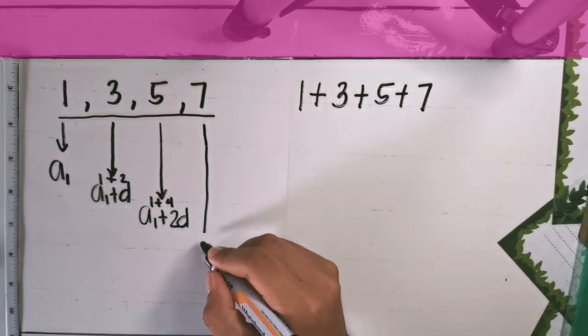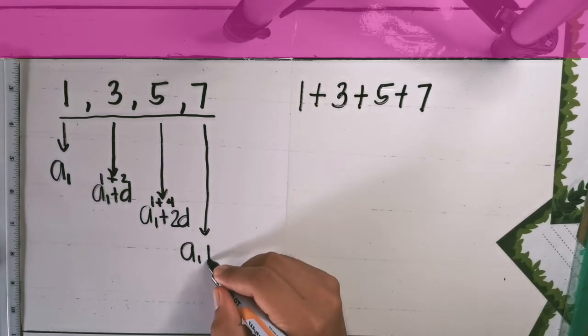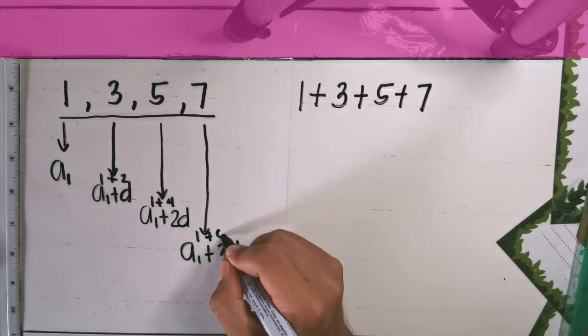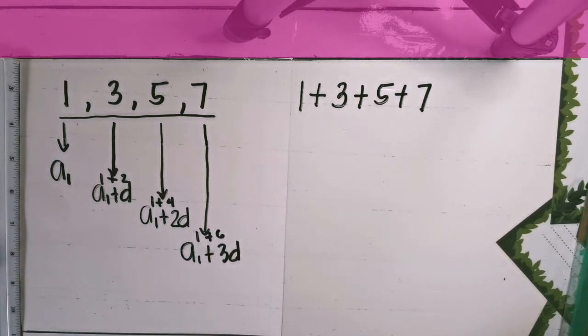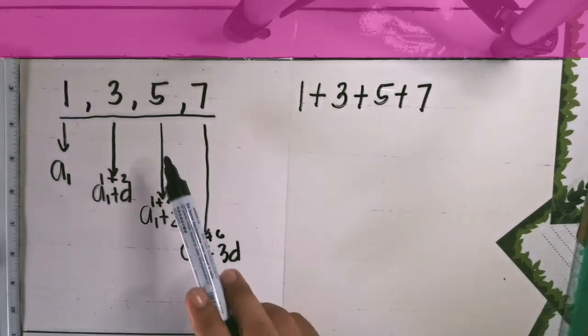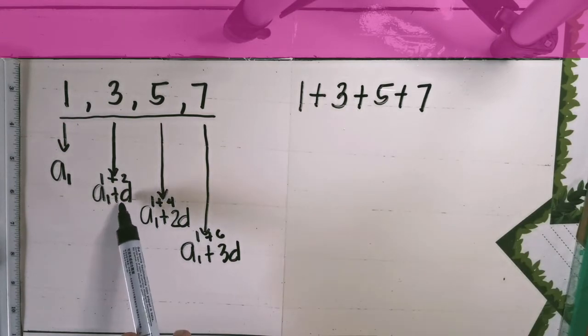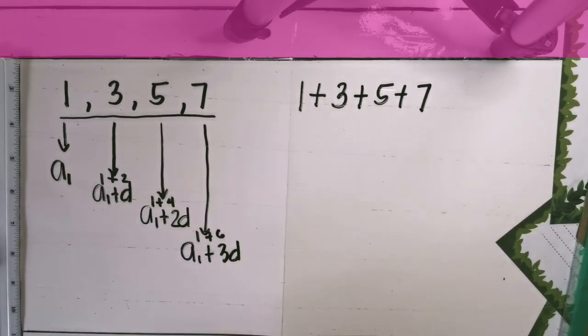Paano naman yung 7? So, that is a sub 1 plus 3d. Kasi equal yan sa 1 plus 6, at yung 6 ay 3 times 2. Mapapansin din natin na ito ay second term, and that is 2 minus 1. Kaya ang numerical coefficient nito ay 1. Dito naman, that is the third term. So, 3 minus 1, that is 2. 7 is the fourth term. That is 4 minus 1, kaya naging 3.